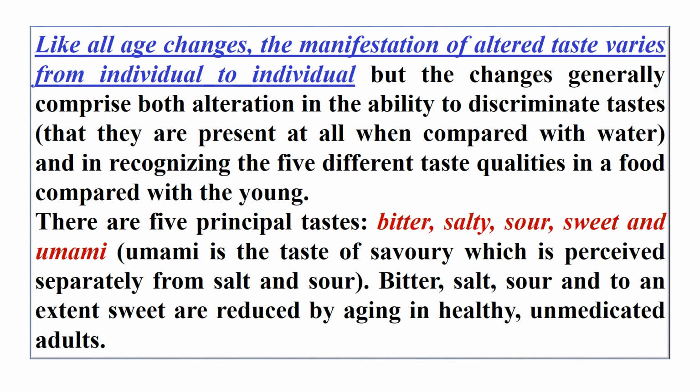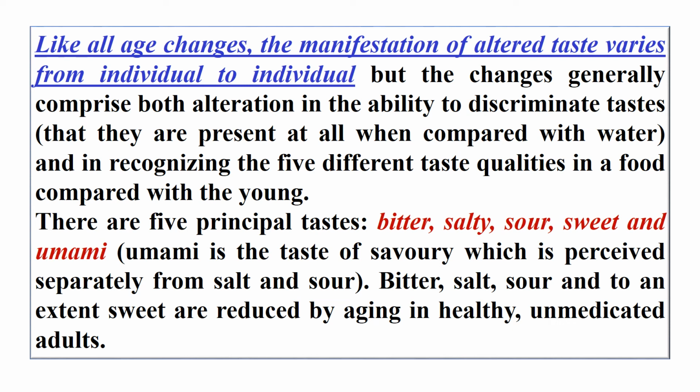Changes comprise both alteration in the ability to discriminate tastes, that they are present at all when compared with water, and in recognizing the 5 different taste qualities in food compared with the young. There are 5 principal tastes: bitter, salty, sour, sweet, and umami. Umami is the taste of savory, which is perceived separately from salt and sour.